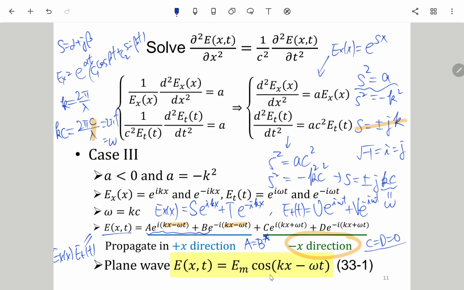cosine 的部分，OK，But in the textbook, it uses sine here, okay, but it doesn't really matter because sine and cosine is just a shift, okay, a phase shift, okay. Actually, you can also add a phase here to make it more general.